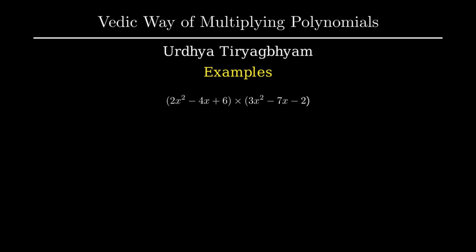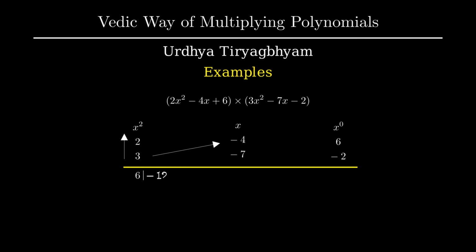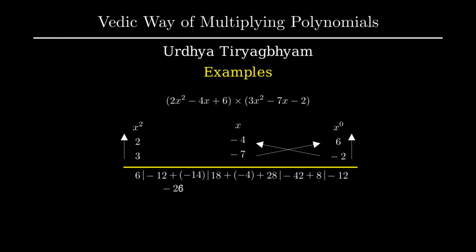We have 2x square minus 4x plus 6 multiplied by 3x square minus 7x minus 2. Our first step will be to write variables which are x square, x, and x raised to power 0. X raised to power 0 is the variable for the constants 6 and minus 2. As done previously, we will write the coefficients of the polynomials below one another and then start to multiply. This multiplication is similar to 3-digit multiplication as we discussed in the first video of this lecture series. You can see how it is done. If you still have doubts, you can ask them in the comment section.